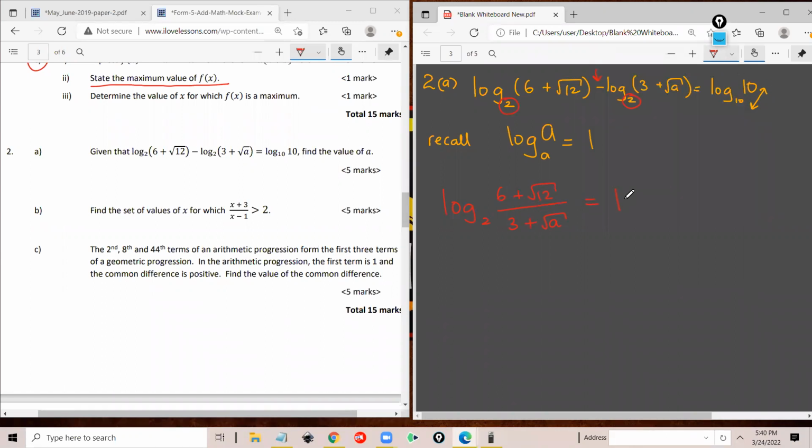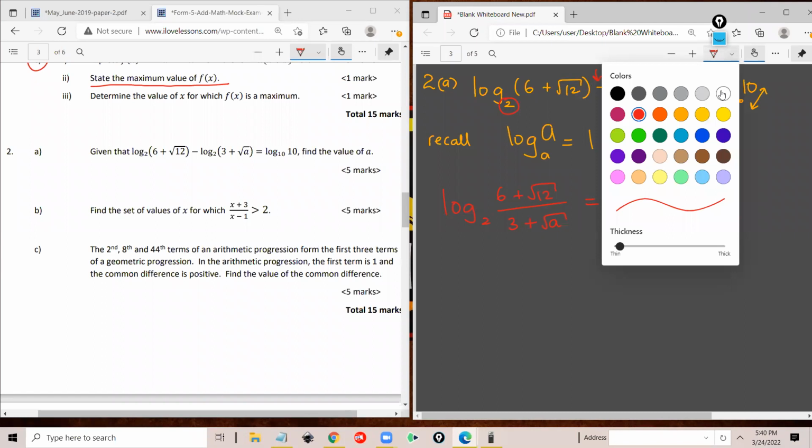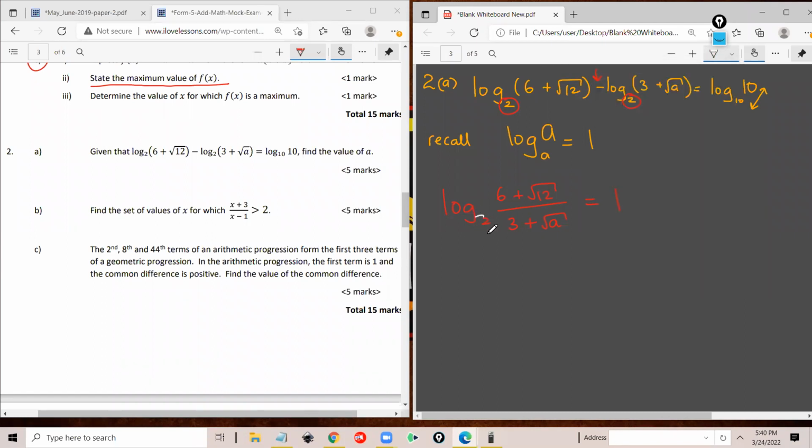Am I on the right track so far? For the people who got 3, is this the answer? Is this the process you did so far? Great, so everyone is saying yes, right? So all we have to do now is convert it back to normal form. So we have to say 2 to the power 1 is equal to this gigantic thing here. So 2 to the power 1 is 2, right? I'm not going to write the power 1 because we know it's that. And it's equal to 6 plus the square root of 12 divided by 3 plus the square root of a.